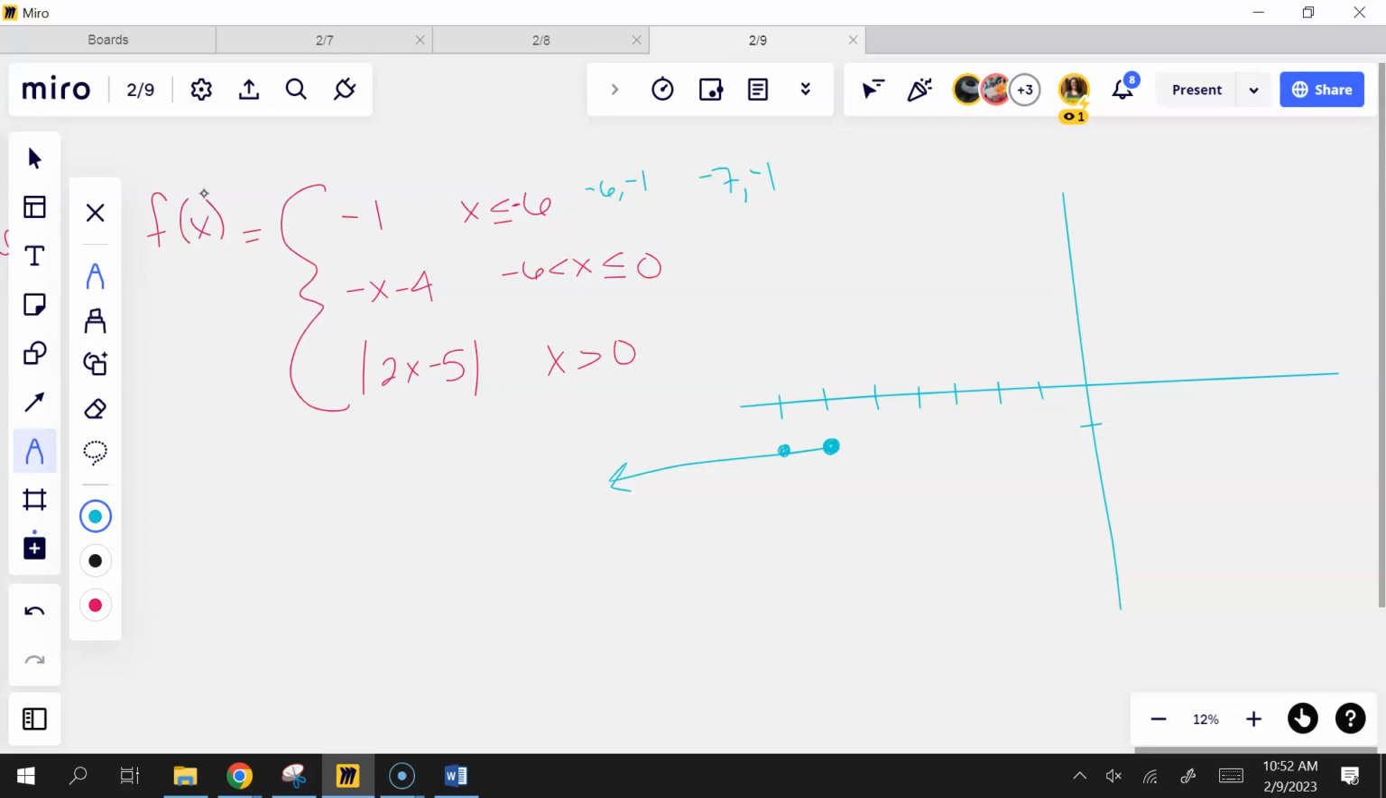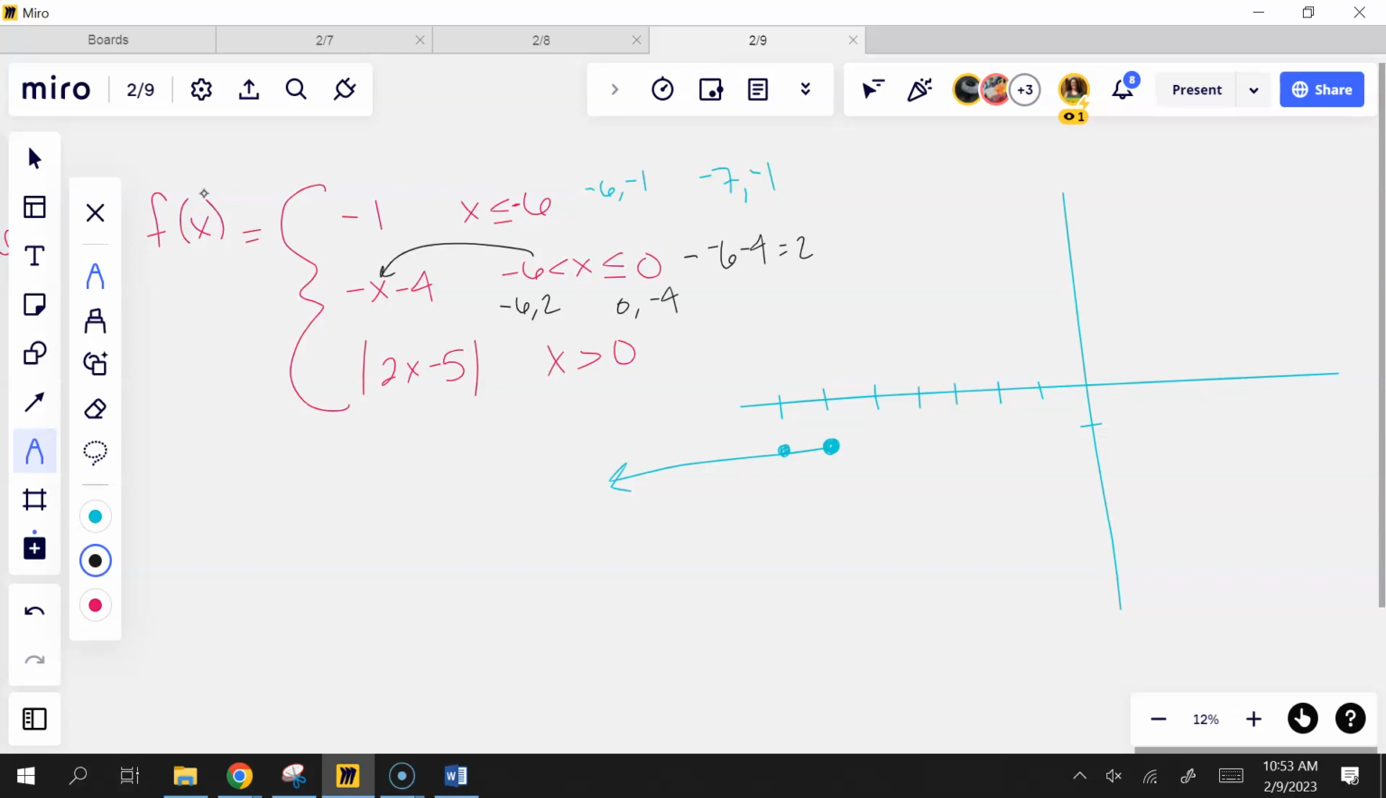All right, let's move to piece 2. I'm going to plug in the 2 endpoints, and then all I have to do is connect there, right? Because it's just a line. So if I plug in -6, I got -6 minus 4, which is 2. So I have -6, 2. And then if I plug in 0, what do you get? -4.